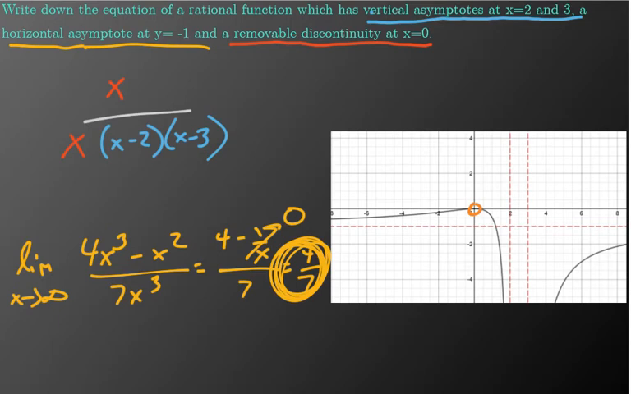Otherwise, right now the horizontal asymptote would be 0, right? Because I would divide out by x cubed, and this would go to 0, and this would go to 1, and so the horizontal asymptote would go to 0. So I need this to be a power of 3, right?